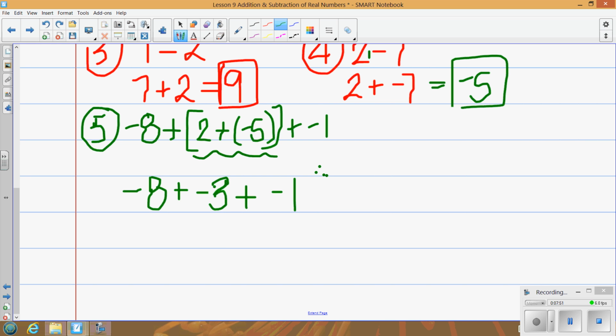Now it's all addition, so we work left to right. So negative 8 plus negative 3. When we're doing this, same sign, add the numbers, keep the sign. Plus negative 1. Same sign, add them, keep the sign. Negative 12. Okay, so that's it for adding and subtracting.